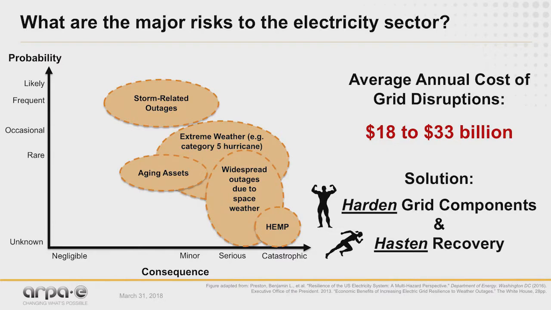While widespread outages due to space weather and high altitude electromagnetic pulse events are expected to be low frequency events, the consequences are catastrophic. And there's precedence for the occurrence of these events. Solar storm events and high altitude electromagnetic pulse are the focus here, since for these threats, risk management practices are nascent and critical vulnerabilities exist.